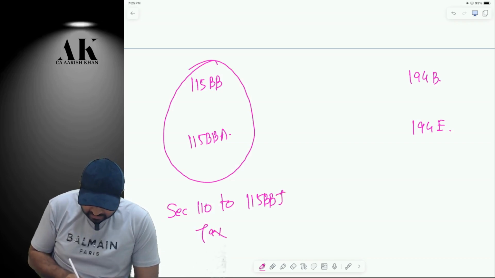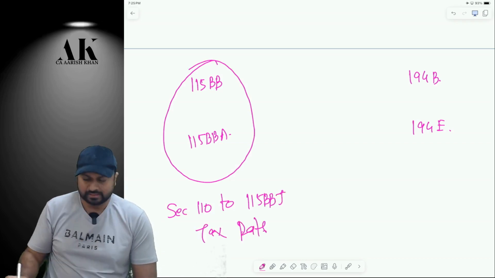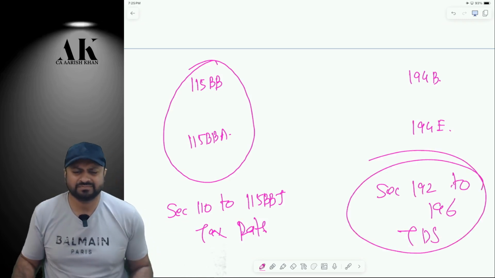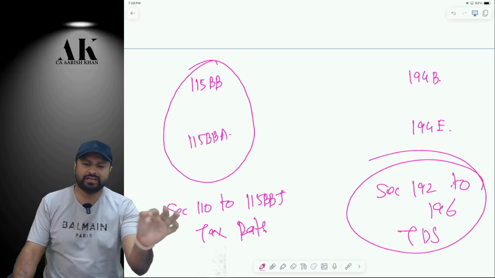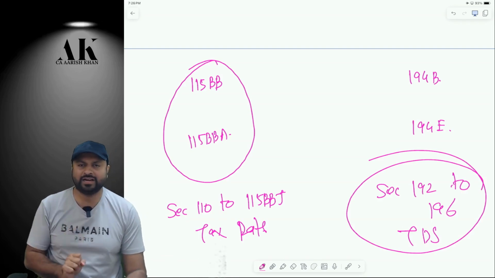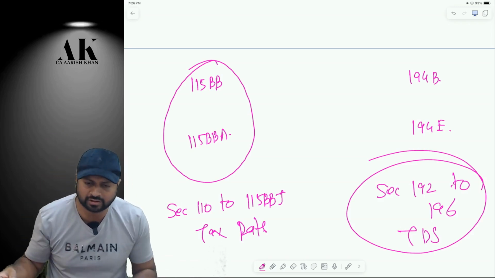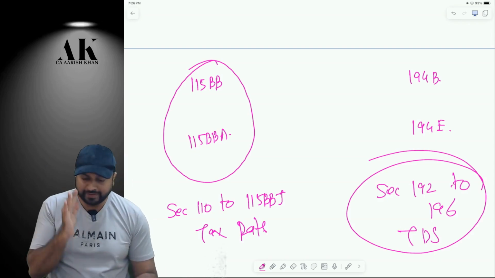So always remember, sections 110 to 115BBJ are the sections of tax rates. And sections 192 to 196, they are about what? They are about TDS implication. At what rate TDS will be deducted, on which date TDS will be deducted, what would be the threshold. All those things will be given in the TDS provisions. Correct or not? So we need to go step by step.